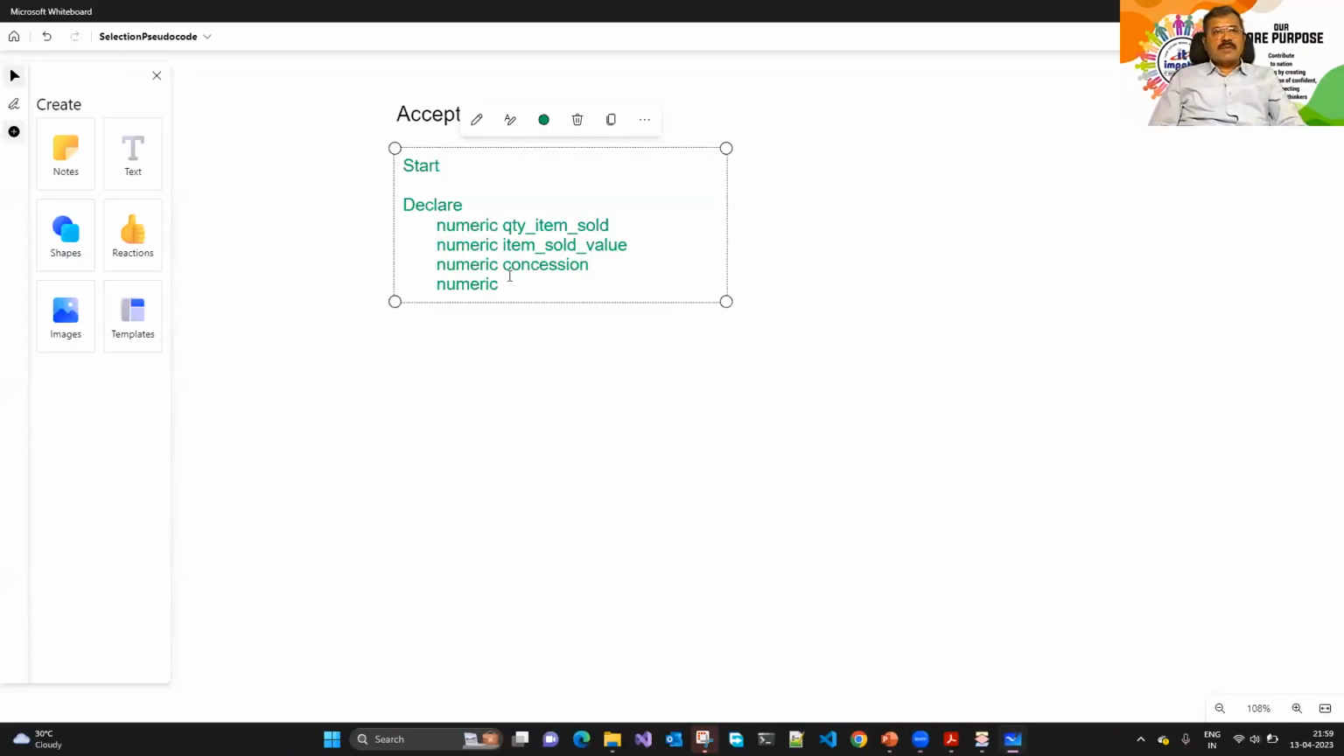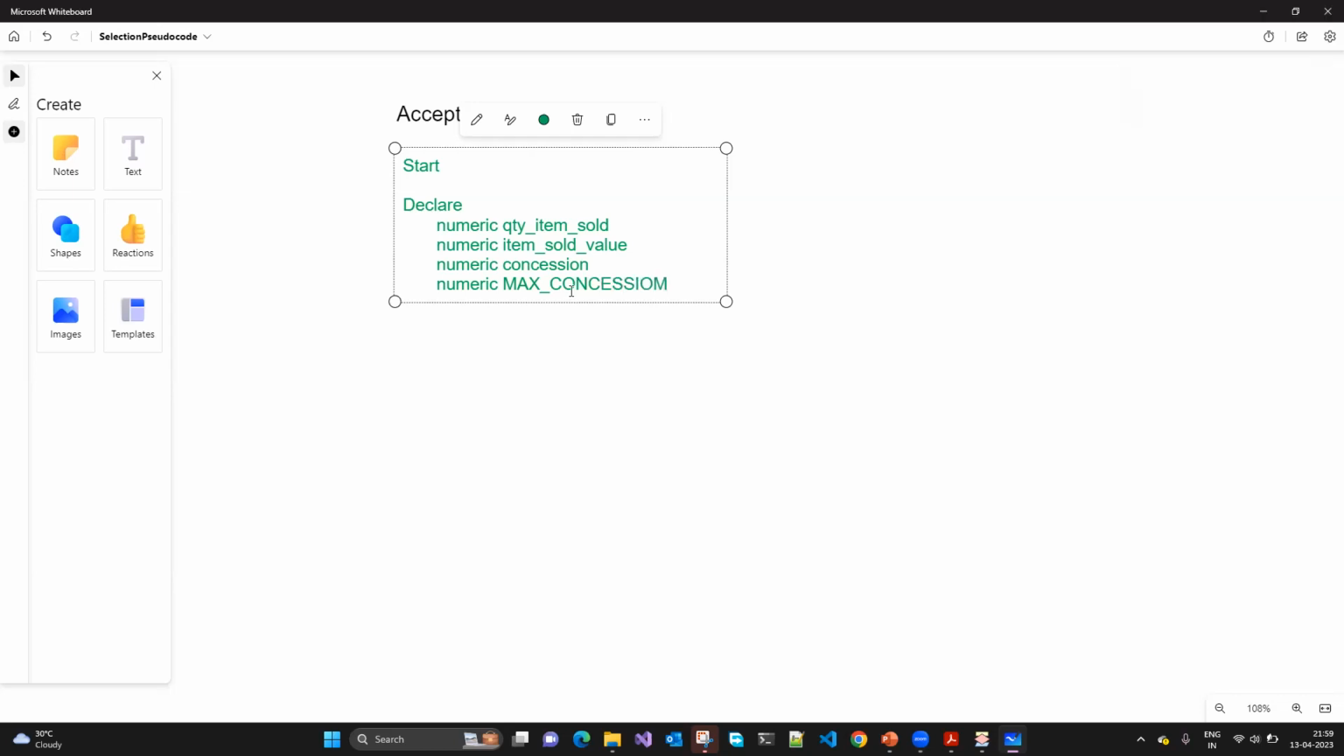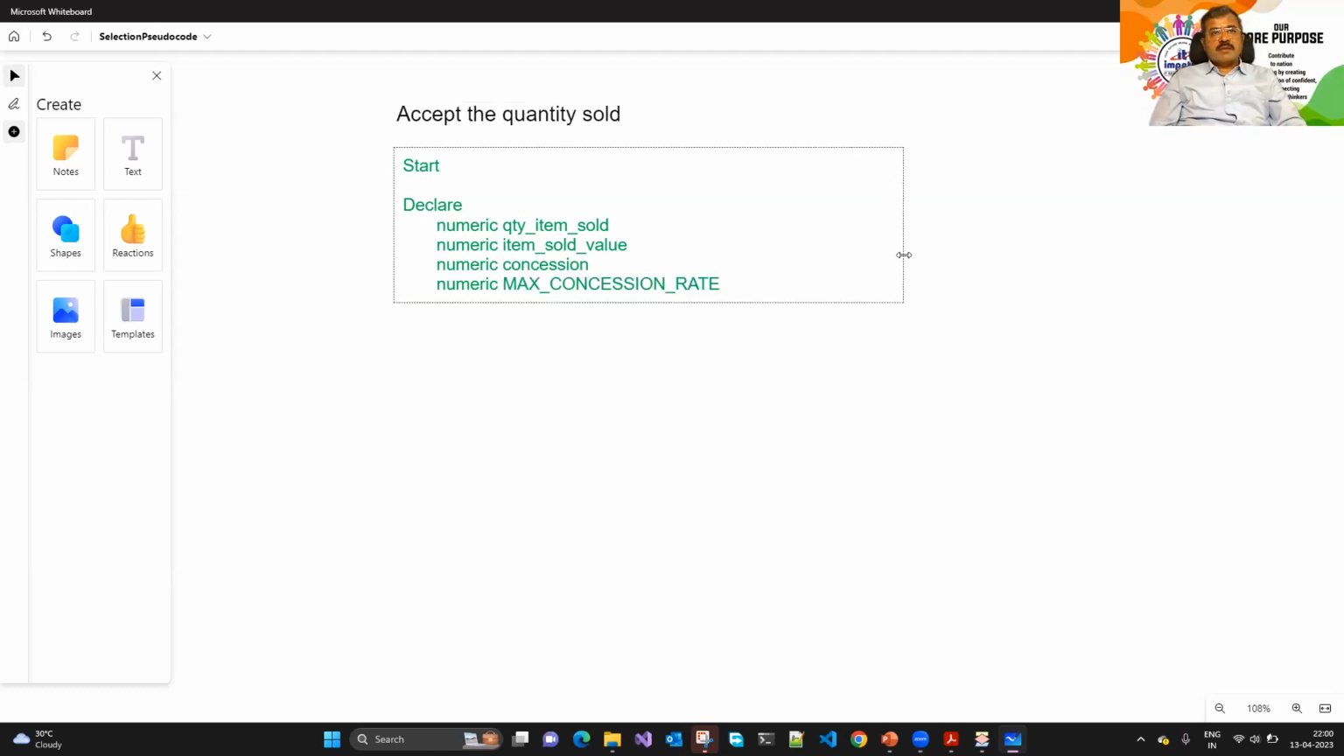Let's go ahead. We had three concessions, correct? So you're going to get the max concession, or max discount as you can say. And what was the maximum concession rate? The maximum concession rate was 20%. I could say it is 0.2.